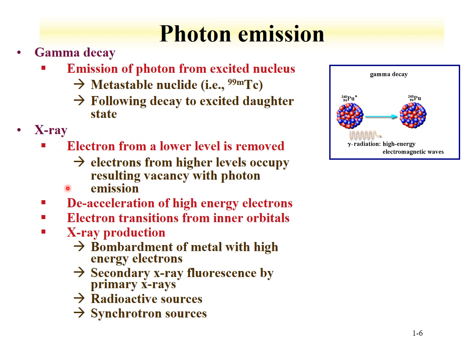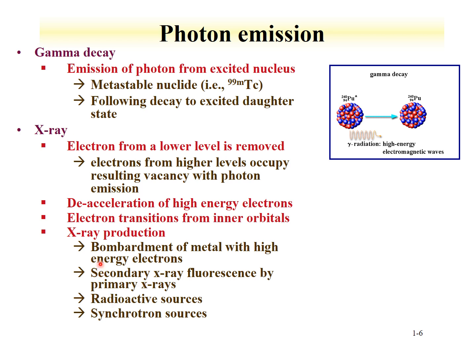And I'm sure you've seen this in previous courses. A lower orbital electron is removed. Electrons from higher orbitals occupy that space, and a photon is emitted with that change. You can also get X-rays from deceleration of high energy electrons, and you can also get electron transitions from the inner orbitals. So you get a number of these changes occurring, producing these X-rays.